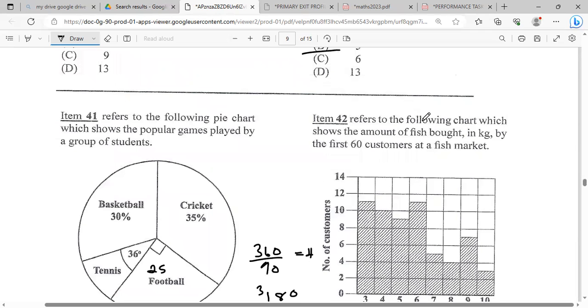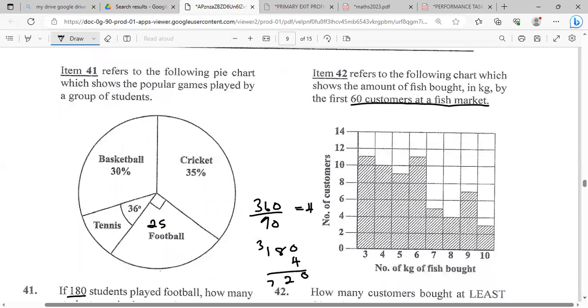Item 42 refers to the following chart, which shows the amount of fish bought in kilograms by the first 60 customers at a fish market. Fish are selling now, guys. Fish are selling. All right.